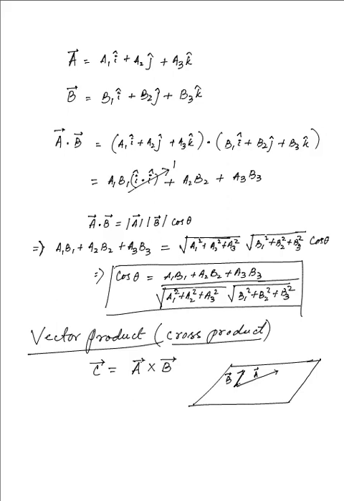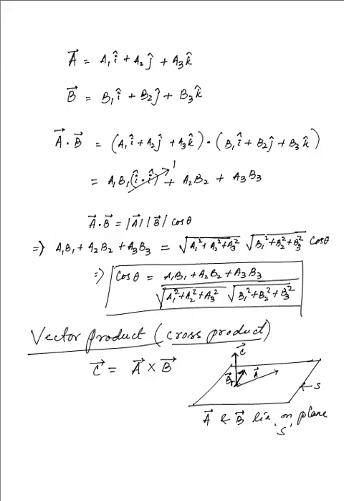As shown in the figure over there, A and B lie on the plane. Let the plane be plane S, lie on plane S, right? And the product of these two vectors will be normal. That is, the vector C that I am considering is normal to the plane.